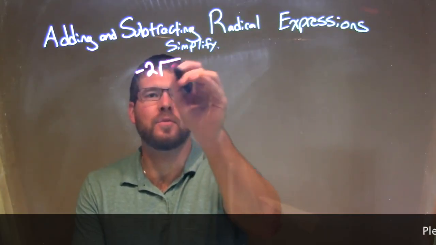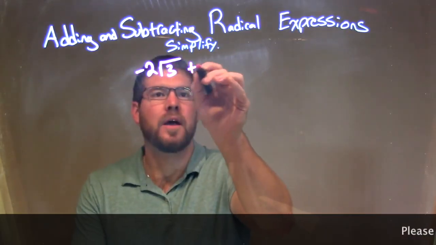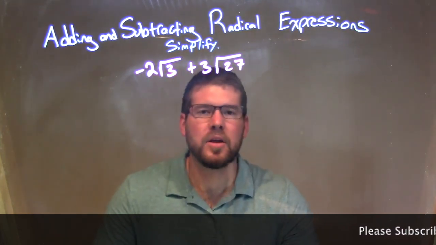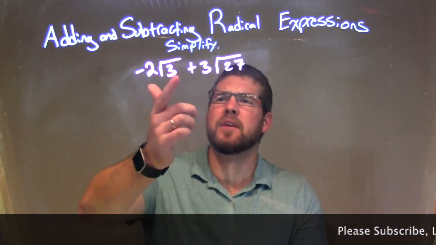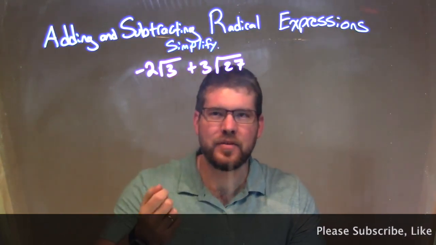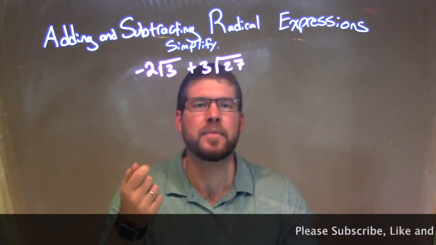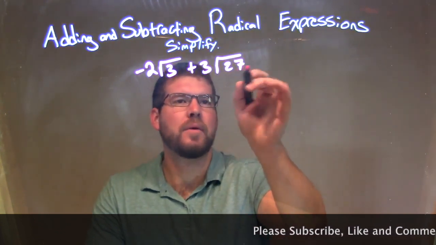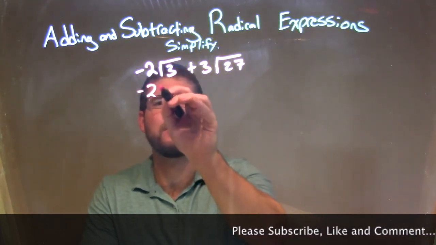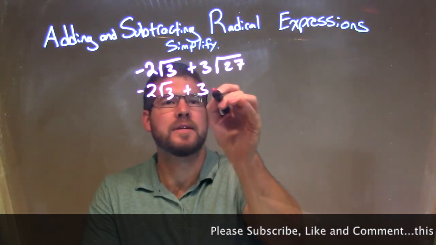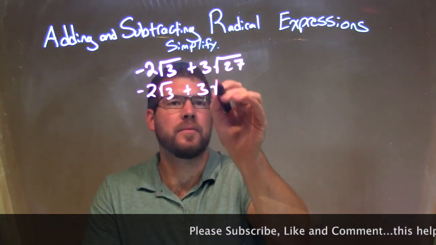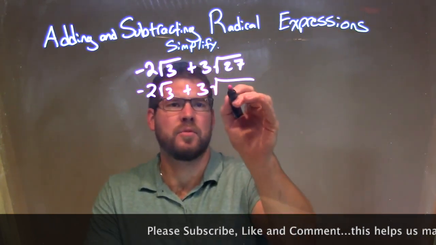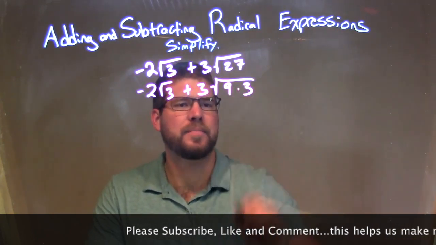Negative 2 times the square root of 3 plus 3 times the square root of 27. Well, look at these. Since square root of 3 and square root of 27 are not the same, I can't just combine them right now. I have to make them become the same. So square root of 27, I can rewrite that. We have negative 2 square root of 3 plus 3 times whatever's the square root here. But 27, I can rewrite that to be 9 times 3.